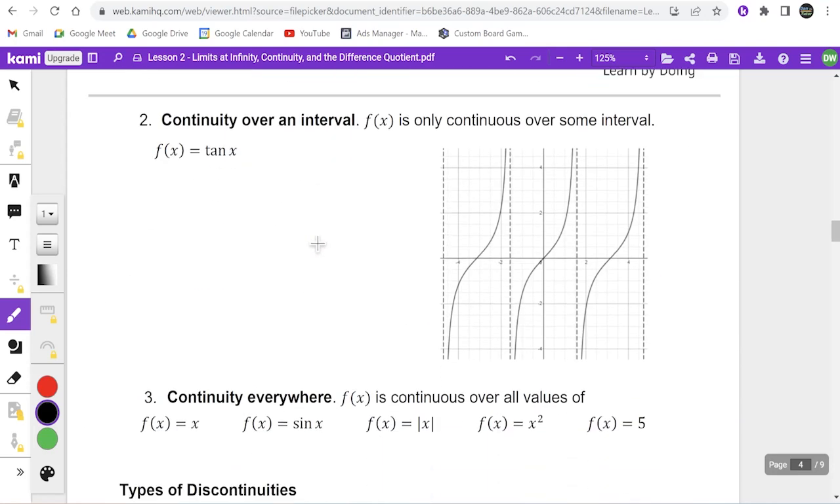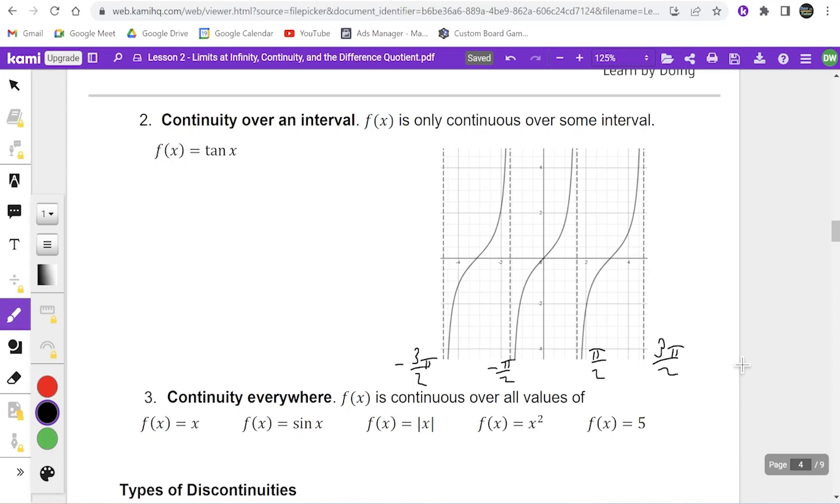The second kind of continuity is continuity over an interval. The example I have here is the tangent of x, which, if you remember what that graph looks like, or maybe you don't, but I'll tell you anyways. Basically, it's a graph that looks like this with a bunch of vertical asymptotes. As a matter of fact, the vertical asymptotes are at negative 3 pi over 2, negative pi over 2, positive pi over 2, positive 3 pi over 2, and as you can imagine, this goes on forever.